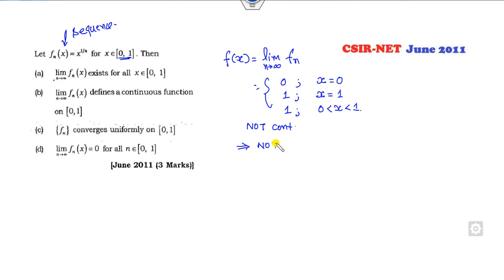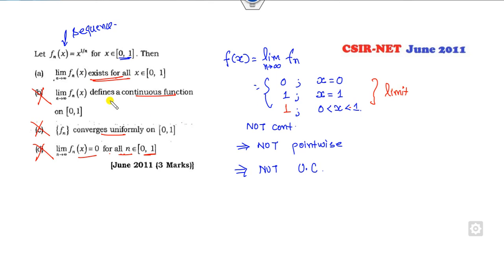What is the meaning of that? It is not continuous, so it is not pointwise uniform. If it is not so, what is the meaning of that? It is not uniformly convergent. So look at that option: it converges uniformly, it defines a continuous function. The limit is 0 for all x, but we get that it is 0 when x lies between 0 and 1. Yes, it is 1 because it is to the power 1 by n. So it is not 0 for all, this is not true, so this also gets cancelled. Limit exists, yes, the limit exists for all x. So that is the right answer to this problem.